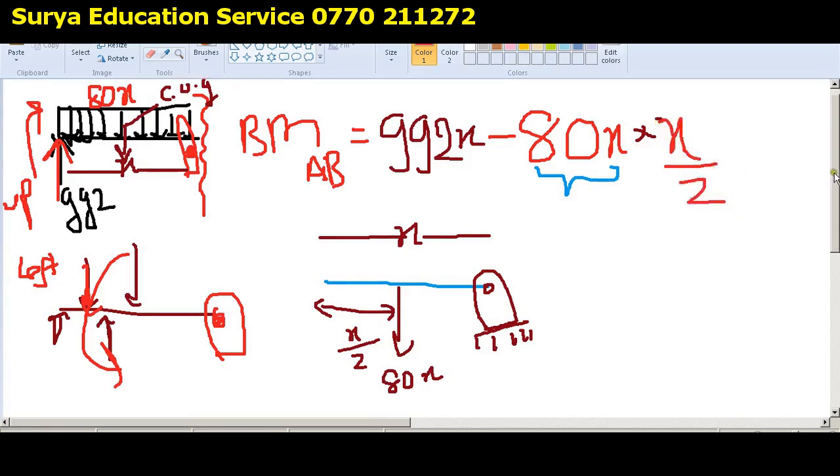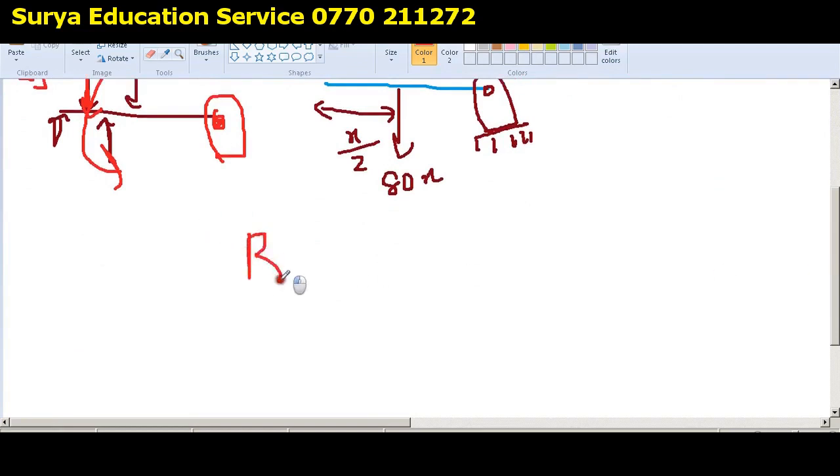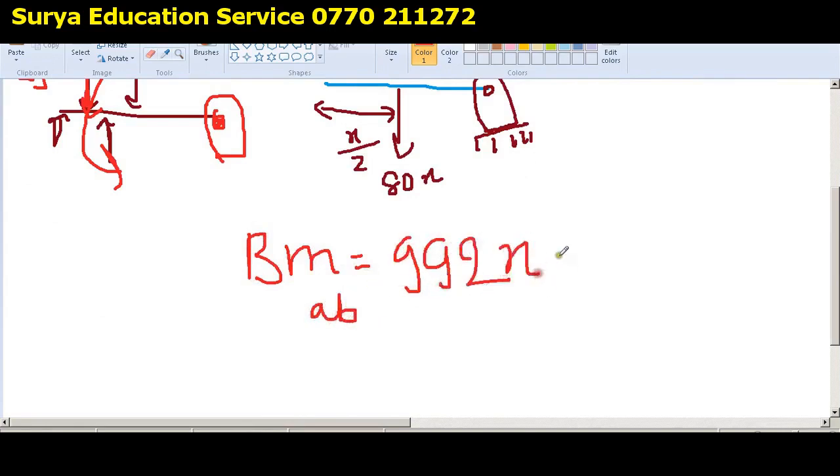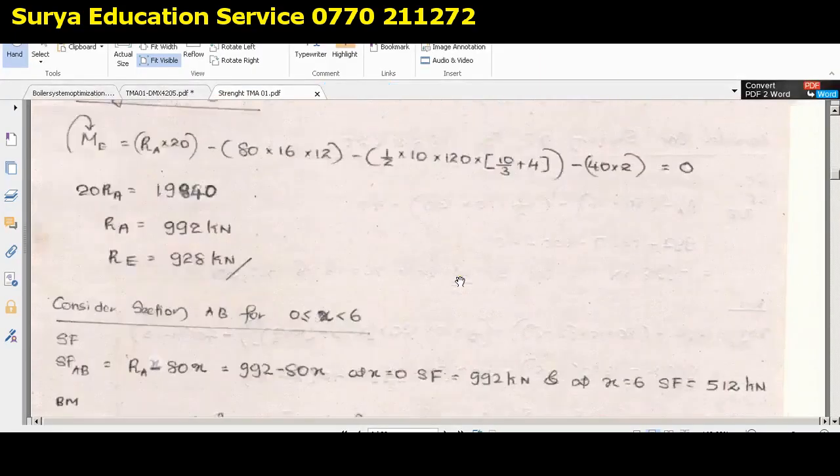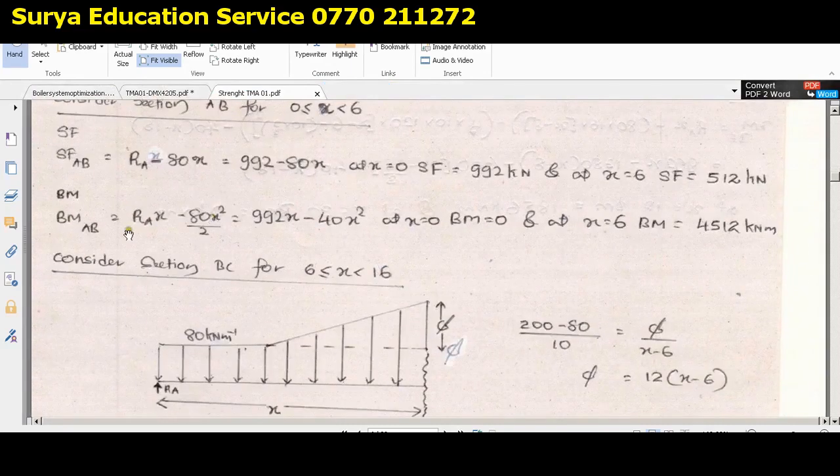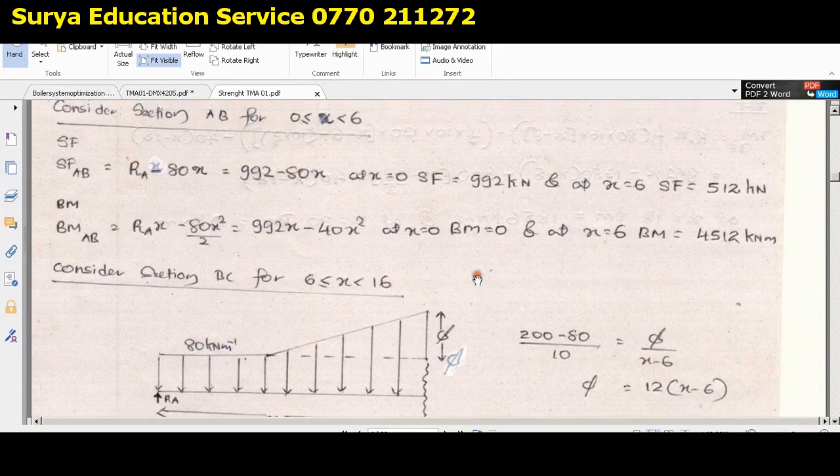Okay, so it's very easy. The bending moment for the section AB is 992x minus 80x squared by 2. I think now you know how to get this part. See guys, RA x minus 80x squared by 2, so 992x minus 40x squared, because 80 divided by 2 is 40. Very fundamental. It's very easy, right? It's not hard.